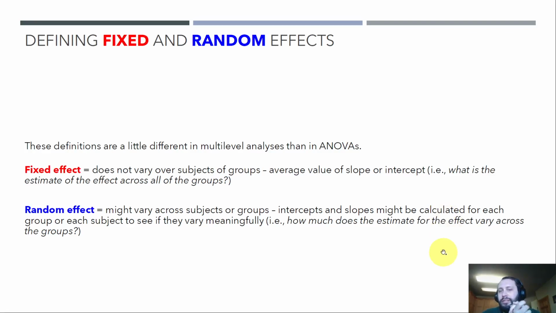So we need to define two new terms. There's fixed effect, which is something that does not vary over subjects or groups. It's the average value of the slope or intercept. So when you're getting a fixed effect in these random coefficient models, you're asking, what is the estimate of the effect across all groups? And then you have a random effect, which is something that might vary across subjects or groups. And it's essentially saying intercepts and slopes might be calculated for each group or each subject to see if they vary meaningfully. So when you're getting a random effect, you're essentially asking yourself, how much does the estimate for the effect vary across the groups?